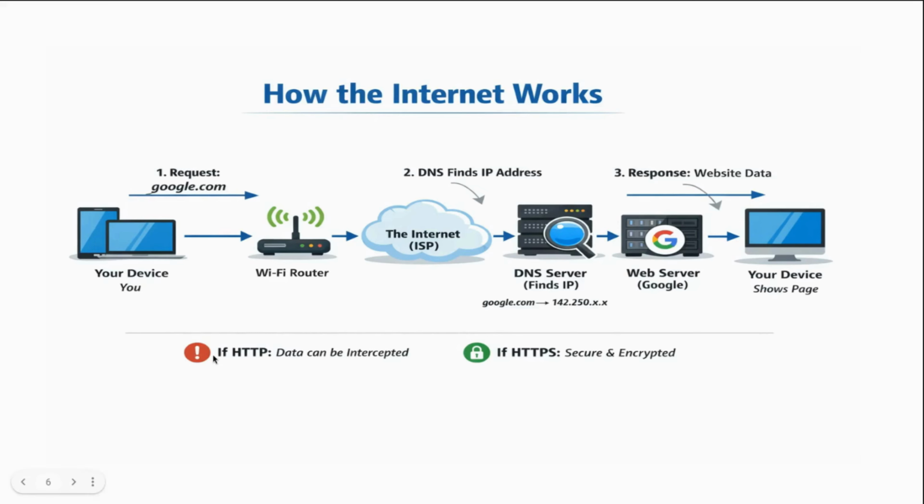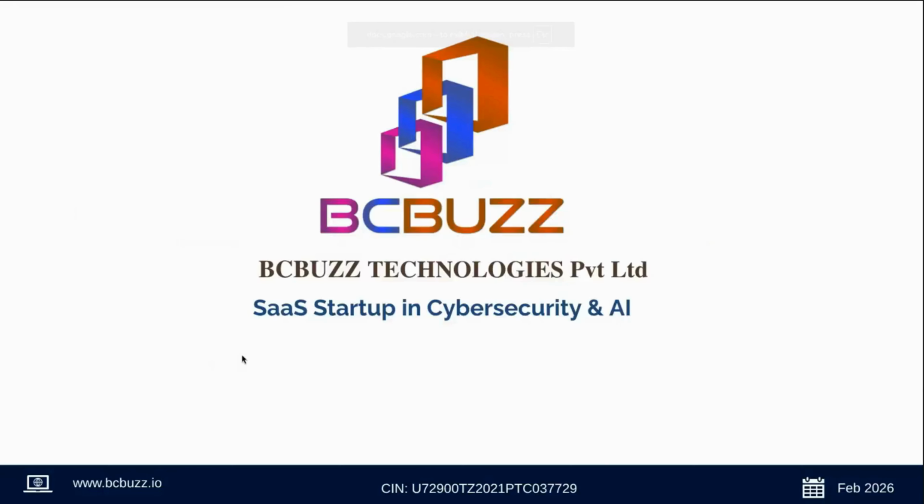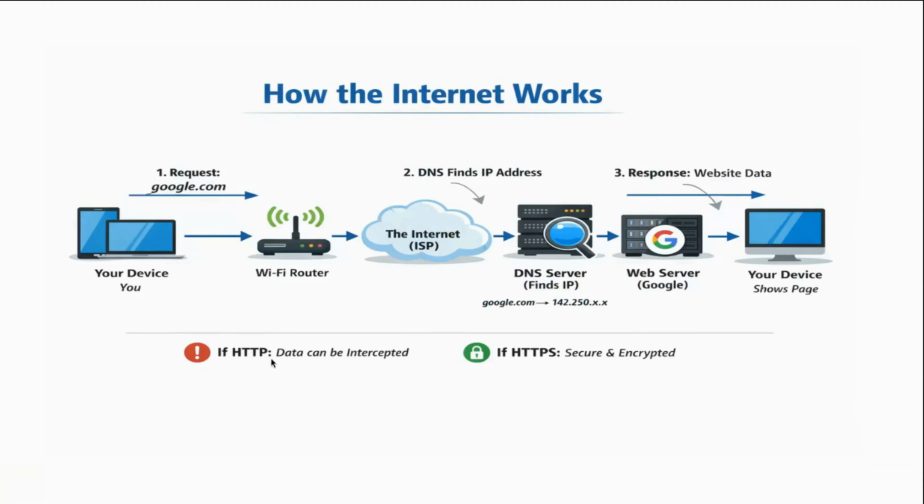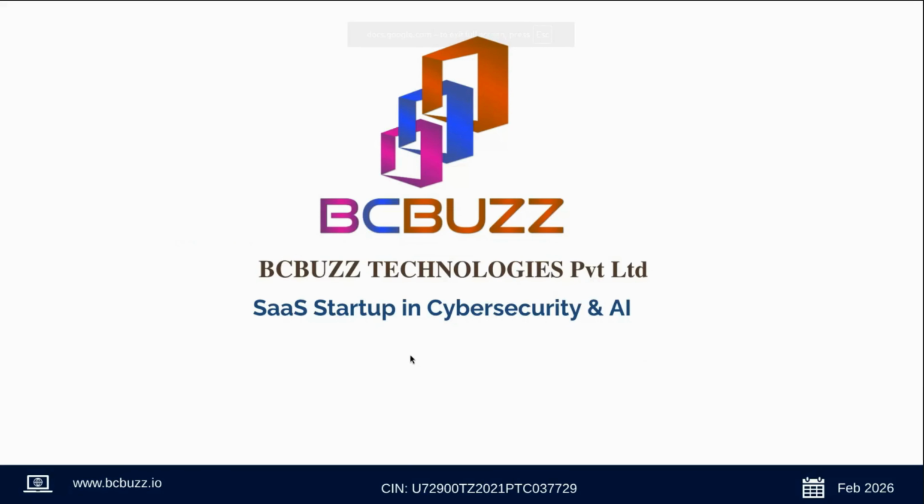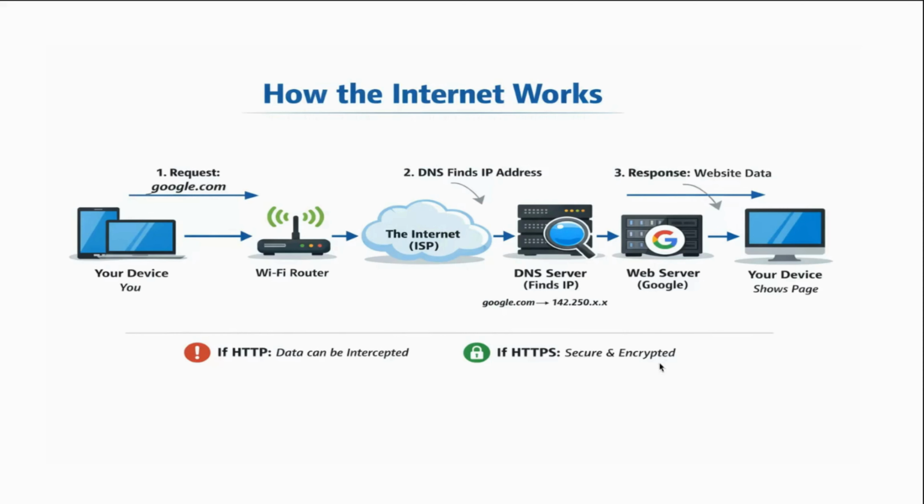There are two methods used to send data. One is HTTP. In HTTP, the data can be intercepted by an attacker, because the data is sent without any encryption, as plain text. In HTTPS, the data is secured and sent in an encrypted format.